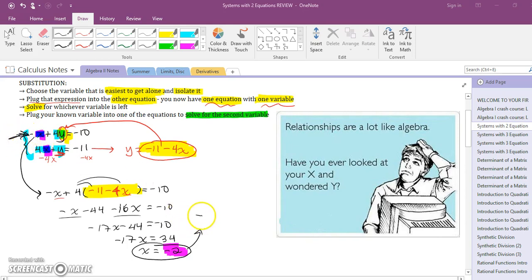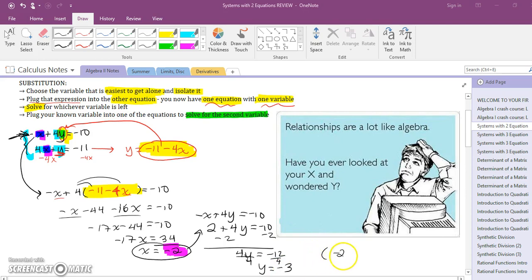Right there. So I have negative x plus 4y equals negative 10. I'm going to plug negative 2 into negative x. Negative negative 2 is positive 2. And now I'm just going to quickly solve for y. 12 divided by 4, y is negative 3. Alright, so there's your ordered pair, negative 2, negative 3.